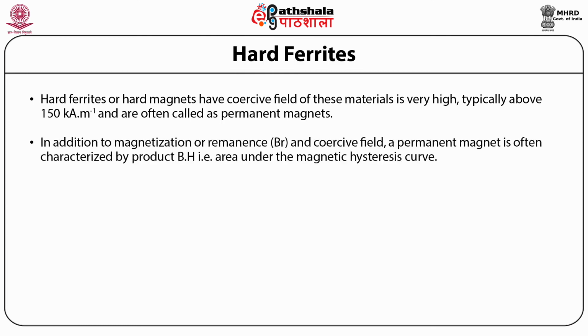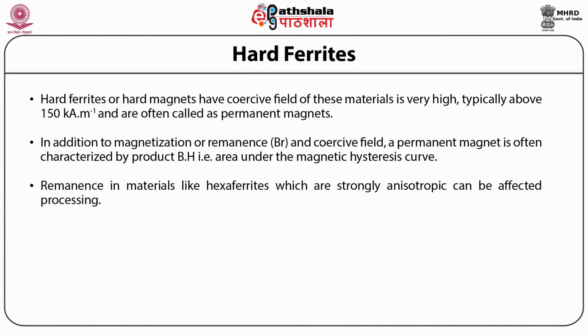In addition to magnetization or remanence, BR, and coercive field, a permanent magnet is often characterized by the product BH, that is, the area under the magnetic hysteresis curve.